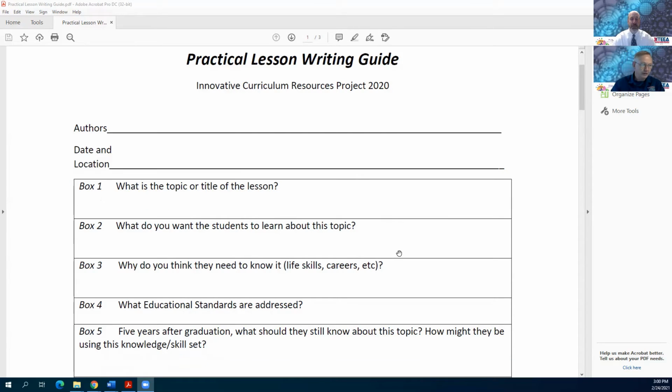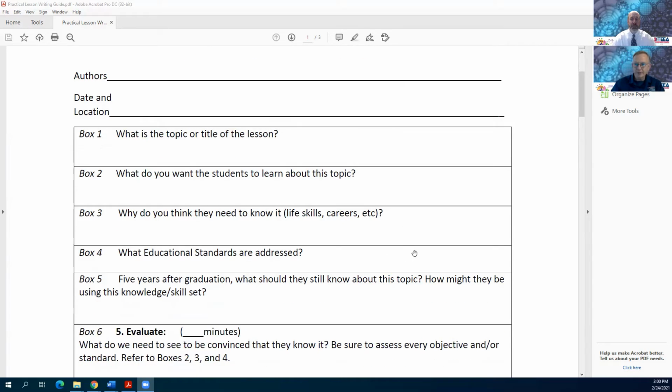Box 3, why do they need to know this? If you say they need to know it because it's on the test, scratch it off your lesson. No good at all. If they say, oh, but they're going to need this when they go to 8th grade next year, no, that's not a good reason. Why do they need to know it?